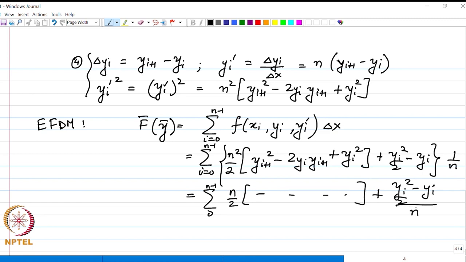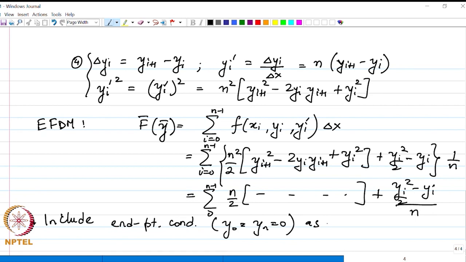So now we have a vector function of n minus 1 variables, y_1 to y_{n-1}. What we can do is further include the two unknowns coming from the boundary, that is y_0 and y_n, and set up the total function in another form. The endpoints y_0 and y_n are already 0, we know that, and we include them as a Lagrange condition.